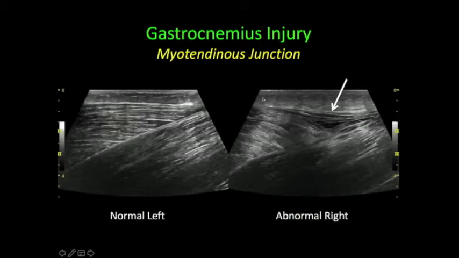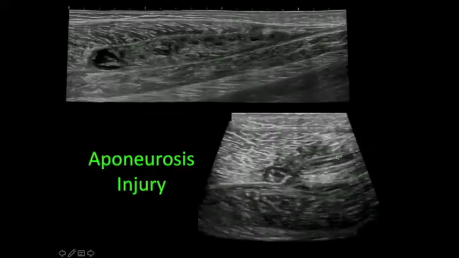As I mentioned, the gastrocnemius joins the Achilles and forms its myotendinous junction much higher up than the soleus muscle. So you want to look at this area, and this may be the area where the patient has pain. But these muscle fibers, as they attach here, could be injured and torn. And here we can see the normal side compared to the abnormal side, and there's some fluid here where we've lost a few of those fibers.